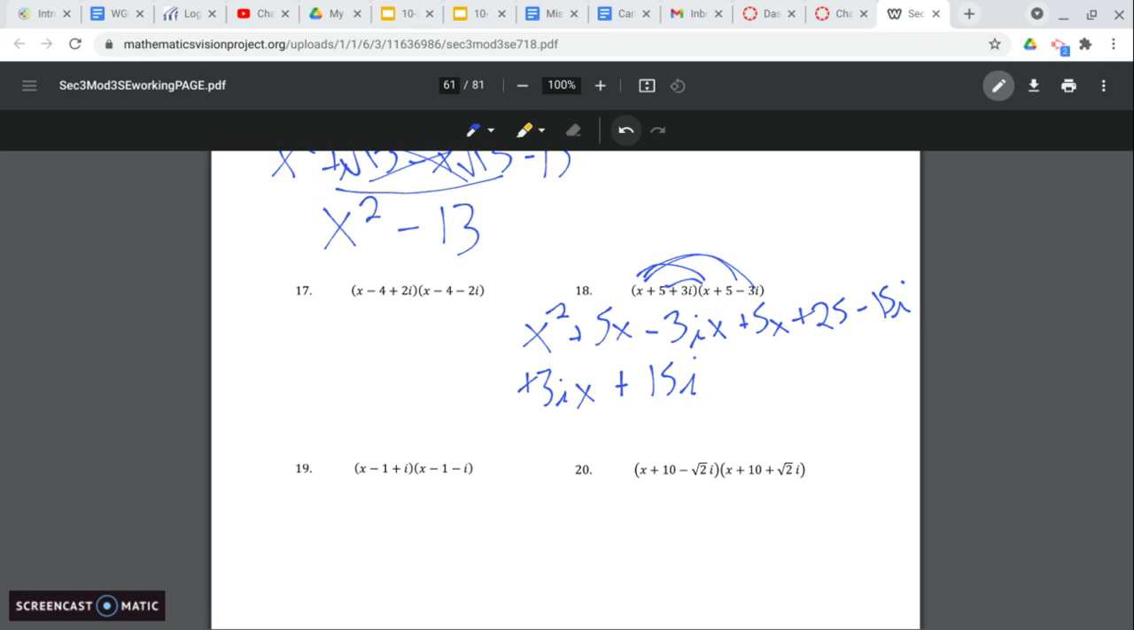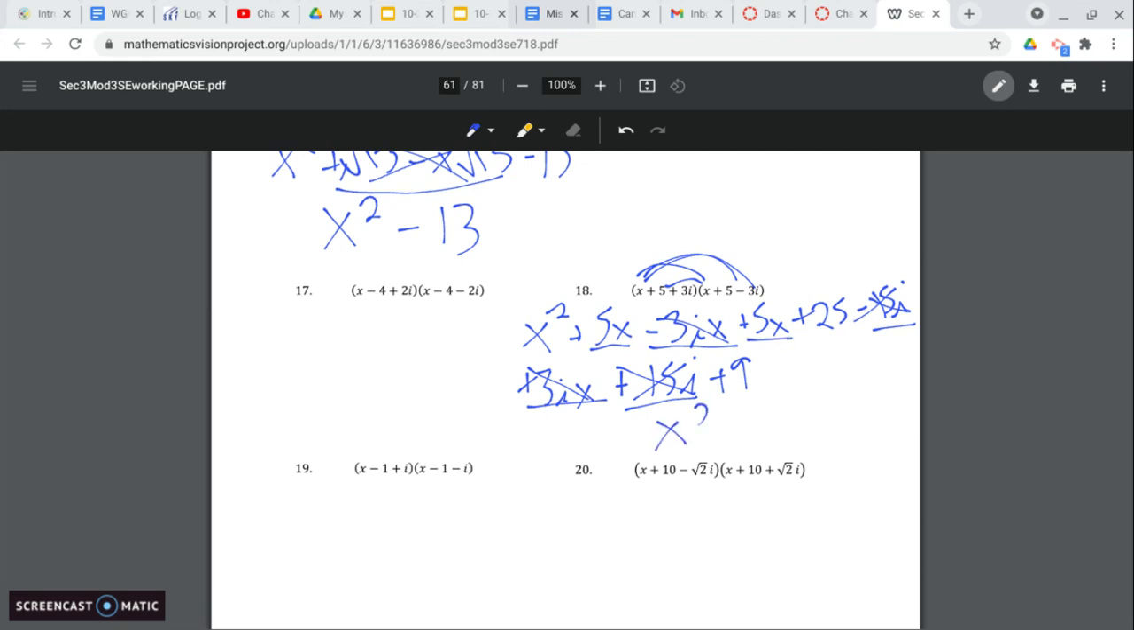And then 3i times negative 3i is going to be minus 9i squared. Remember, i squared is the same thing as negative 1, so that just becomes a plus 9. All right, now we combine like terms. We've got a negative 3xi and a positive 3xi. Those cancel. We've got a negative 15i and a positive 15i. Those cancel. We have a 5x and a 5x. Those don't cancel.